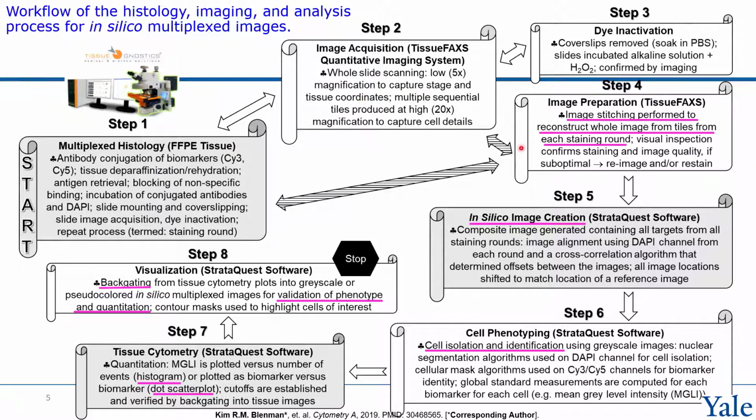So once this step is finished, we will go on to image preparation, which requires image stitching performed through reconstruction of the whole image from tiles from each staining round. And then we will move on to a process of in silico image creation, whereby we take each of the individual images and overlay them on top of each other based on the registration that we have identified through DAPI channel staining. And so this is actually a very nice step that allows you to go back even days or weeks after you've stained a slide, uncover slip that slide, and restain it with something else new.